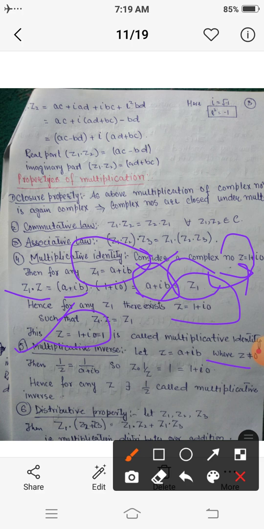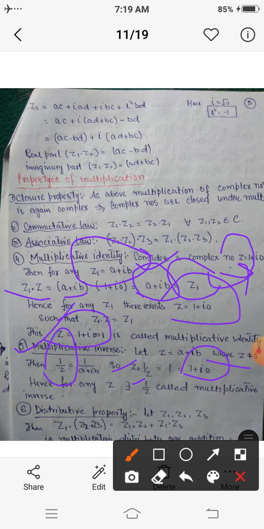So at least one should be non-zero. Then we can define the complex number 1 upon z equals 1 upon a plus iota b. Now if we multiply this 1 upon z with z, that is z into 1 upon z, the z cancels, so we simply get 1 plus iota 0. So for any complex number z, 1 upon z is called the multiplicative inverse of the complex number.